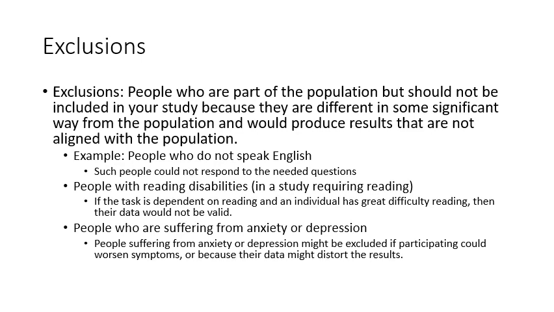So you might exclude people who don't speak English because they couldn't respond to the needed questions. If it requires that people speak English and you're not having a translation made, then you couldn't include people who don't speak English. That would be an example of an exclusion. If you are doing a study that requires fluent reading, and if the task that you're asking them to do, what you're measuring, is dependent on reading, and the individual has a lot of difficulty reading, then their data wouldn't be valid. They'd be part of a different population. You couldn't include them.